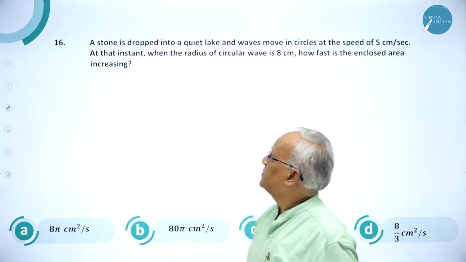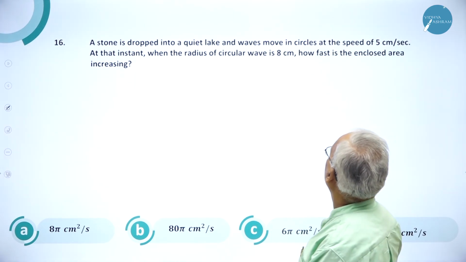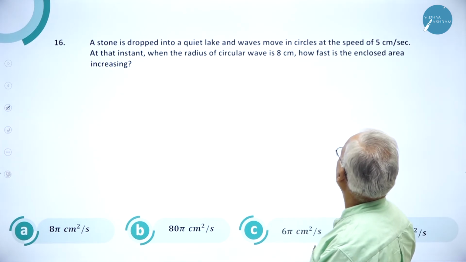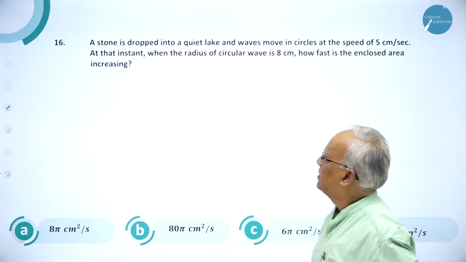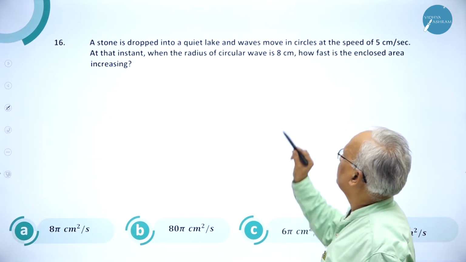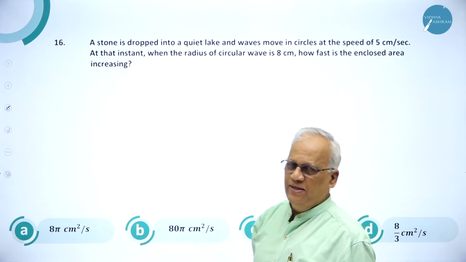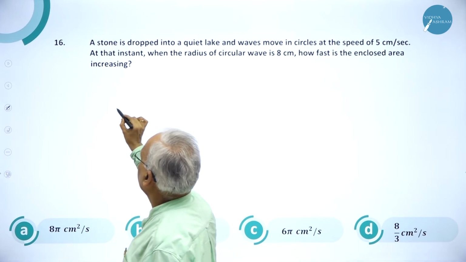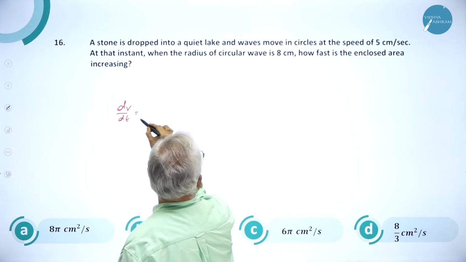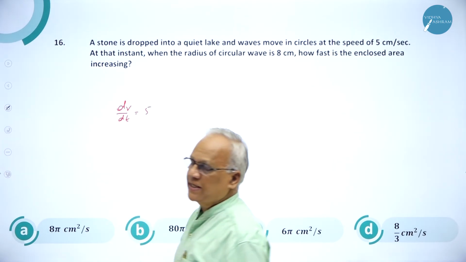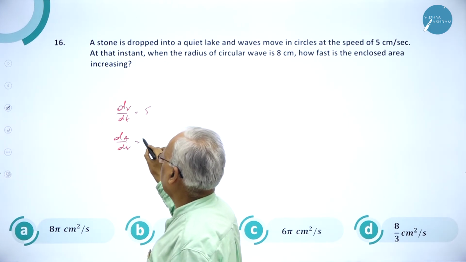Question number 16. A stone is dropped into a quiet lake and waves move in a circle such that the speed of the outermost ripple is 0.5 centimeter per second. At that instant, when the radius of the circular wave is 8 centimeter, how fast is the enclosed area increasing? It's a very straightforward question. Given the rate of change of radius with respect to time is 5 centimeter per second. At what rate does the area of the circle increase? This is the question given.